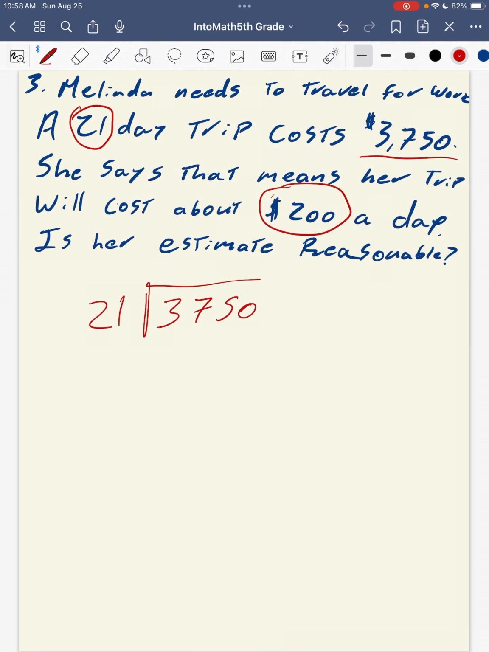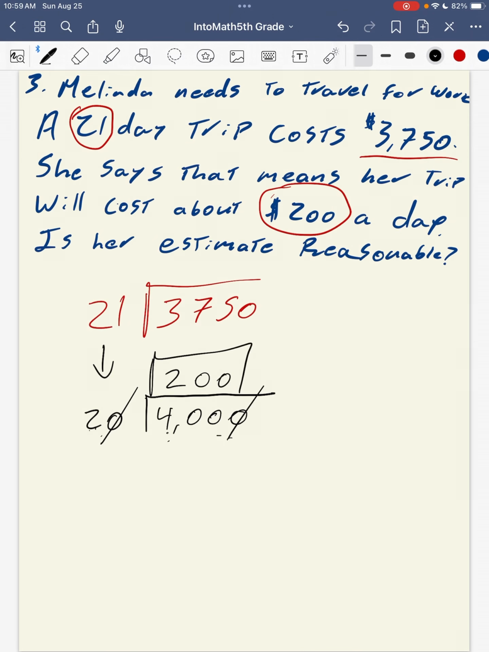3,750 divided by 21, looking for comparable numbers. 21 can easily be 20. 3,750, while it is not entirely close, would round up to 4,000. 20 can go into 4,000 relatively easily. If I remove my last placeholder 0, I find how many times can 2 go into 400, or what is half of 200, or 400, which gives me 200. So yes, her estimate is reasonable.